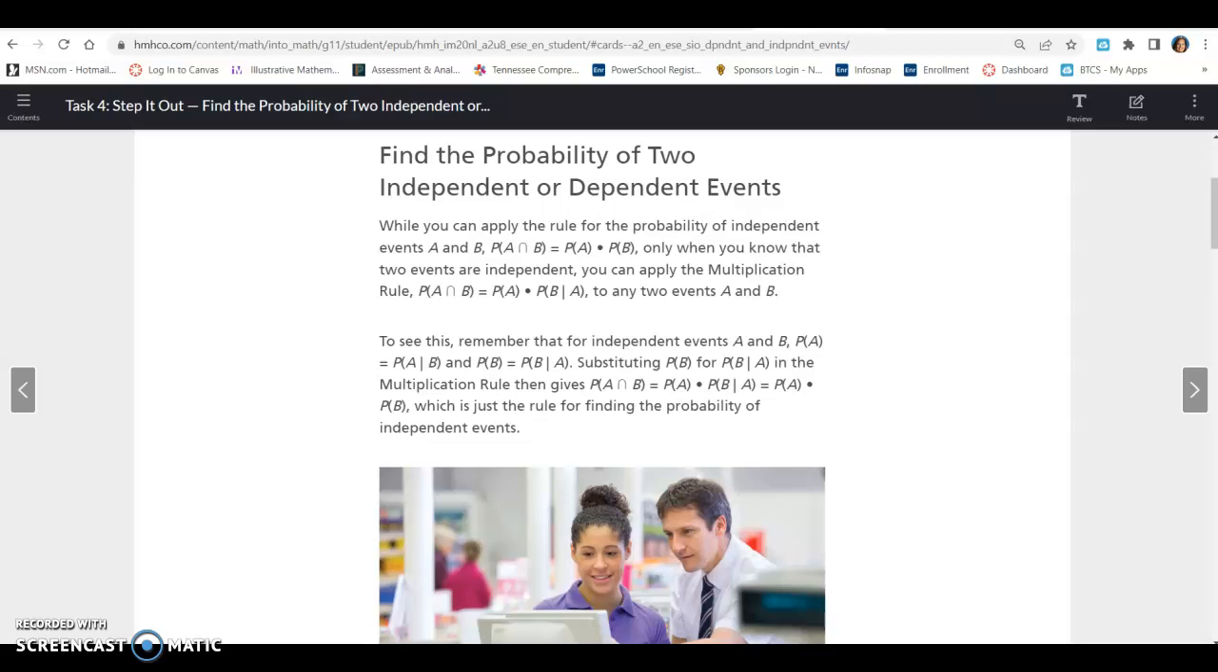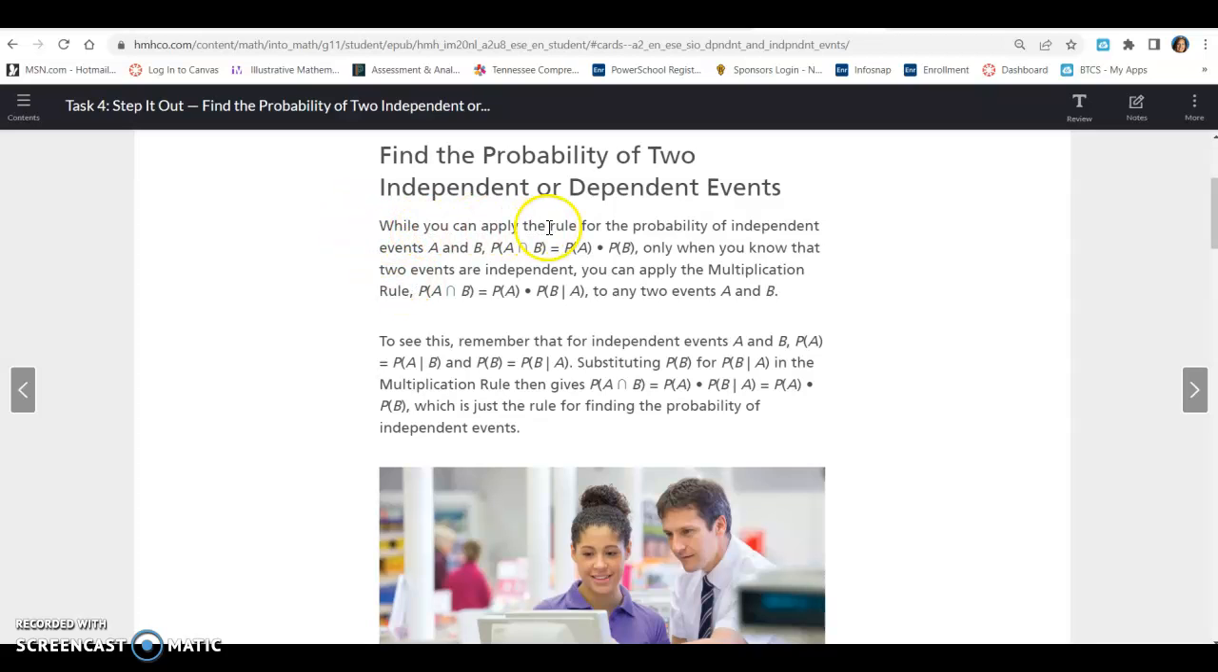Lesson 18.2, Task 4. Find the probability of two independent or dependent events. As you look through here, you're going to see all of these symbols and letters. When you read through these, you have to make sense of what it's saying. You want to read and understand what it's telling you, not just say the letters and symbols out loud. So let's see if we can interpret what this is saying.